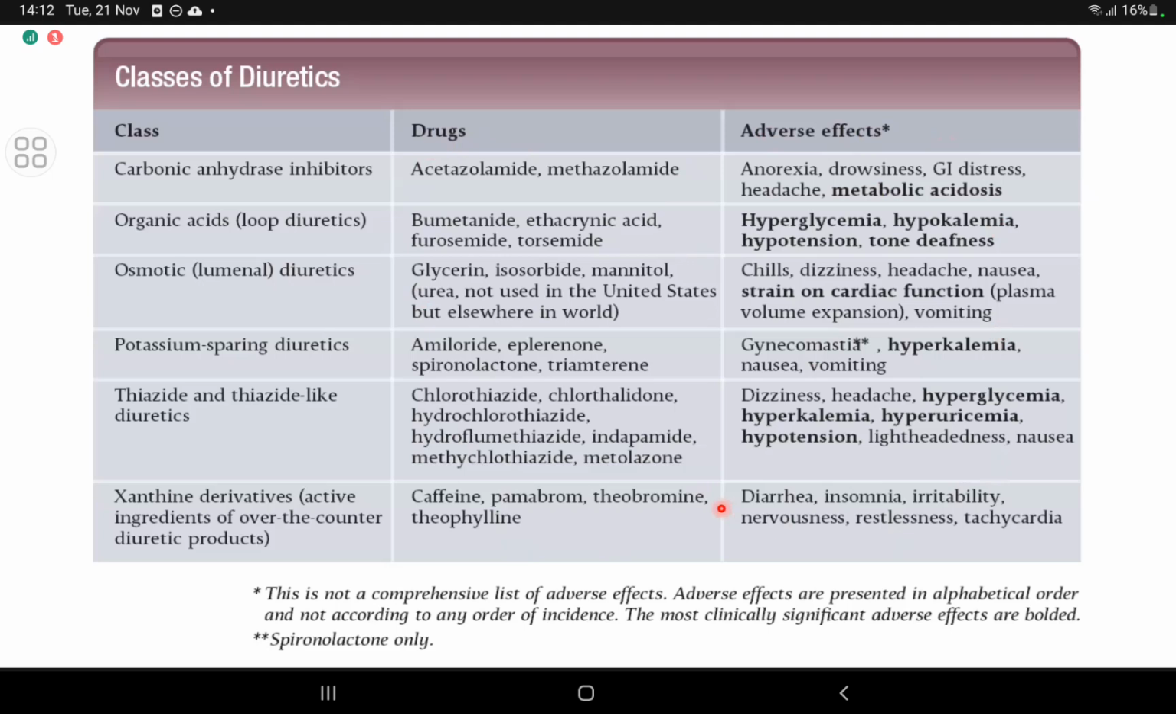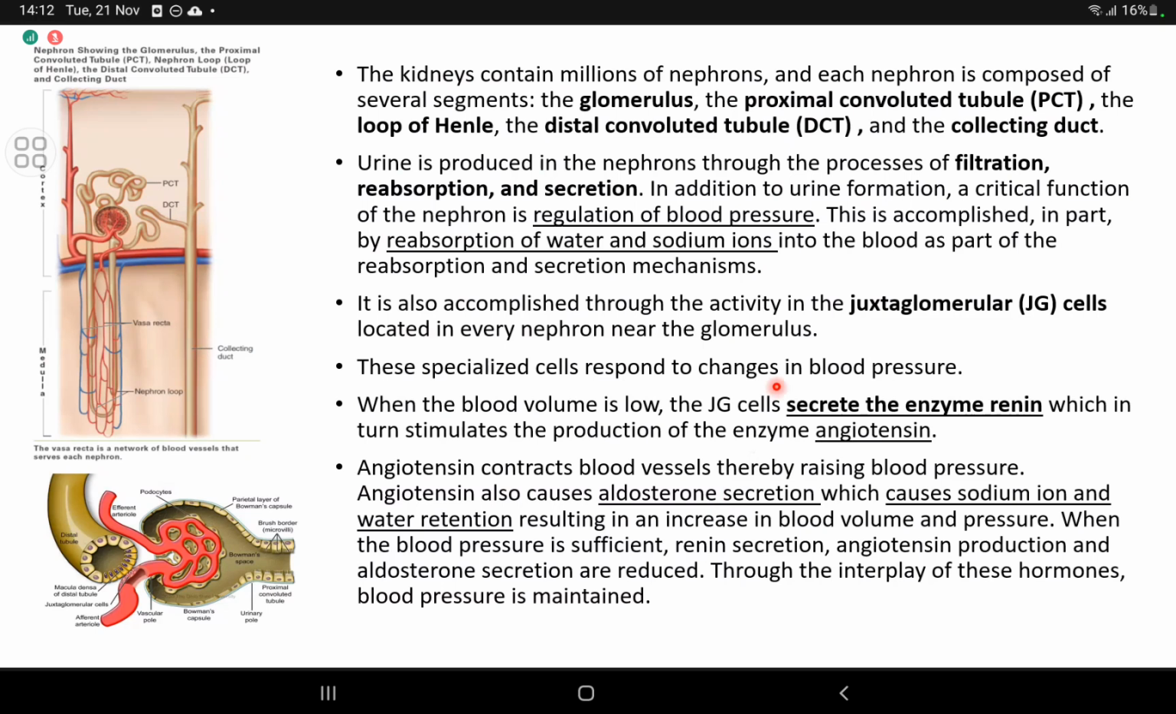Don't worry. So as usual, before we go into detail, you need to understand the basic physiological functions of your kidney before you are able to appreciate the diuretic drugs. This is the basic unit of your kidney tissue. We call it the nephron. The nephron consists of a few parts: glomerulus, proximal convoluted tubule or PCT, loop of Henle, distal convoluted tubule or DCT, and collecting duct.